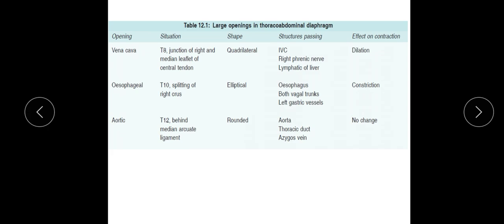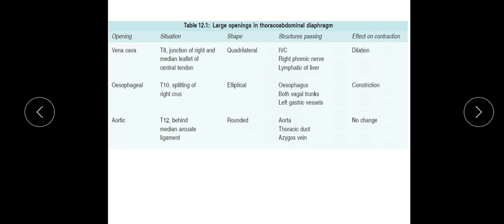This vena cava opening is in the junction of right and left, or the central tendon of the diaphragm. The esophageal opening is behind the splitting of the right crus. The aortic opening is behind the median arcuate ligament. These are the shapes of these openings: vena cava opening is quadrilateral, esophageal opening is elliptical, aortic opening is rounded.